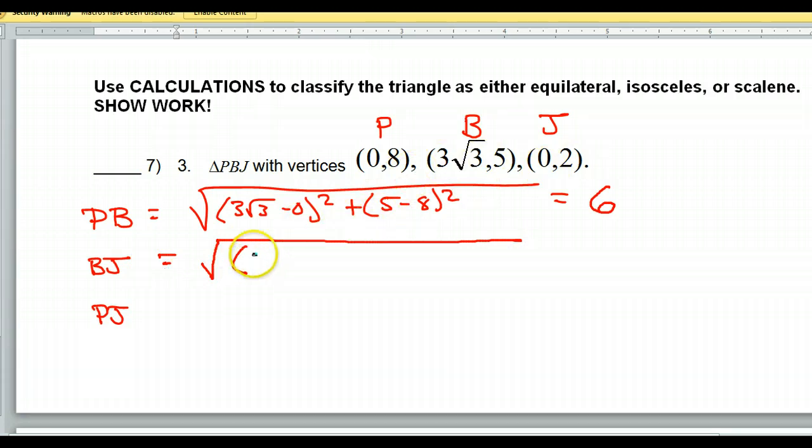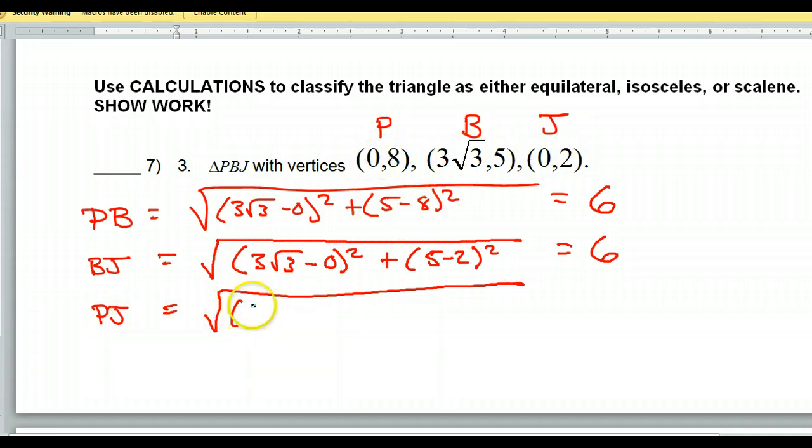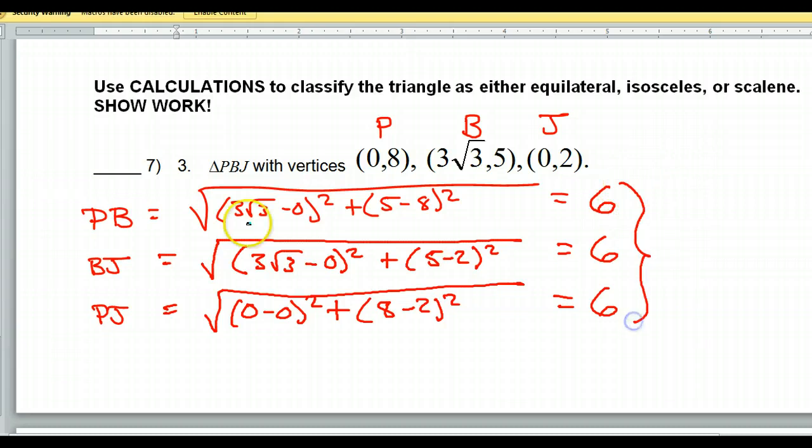Now BJ, so that's 3 radical 3 minus 0 squared, and then 5 minus 2 squared. That gives me 6 as well. Just put that in your calculator. And then finally PJ, well, the x values are both 0, so 0 minus 0 squared. The y value is 8 and 2, so 8 minus 2 squared. That also winds up being 6. Alright, since they're all the same, this is equilateral.